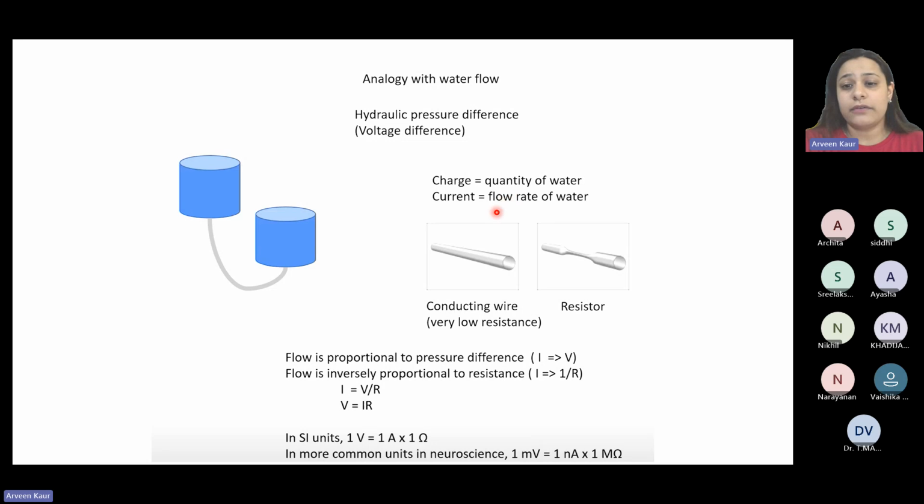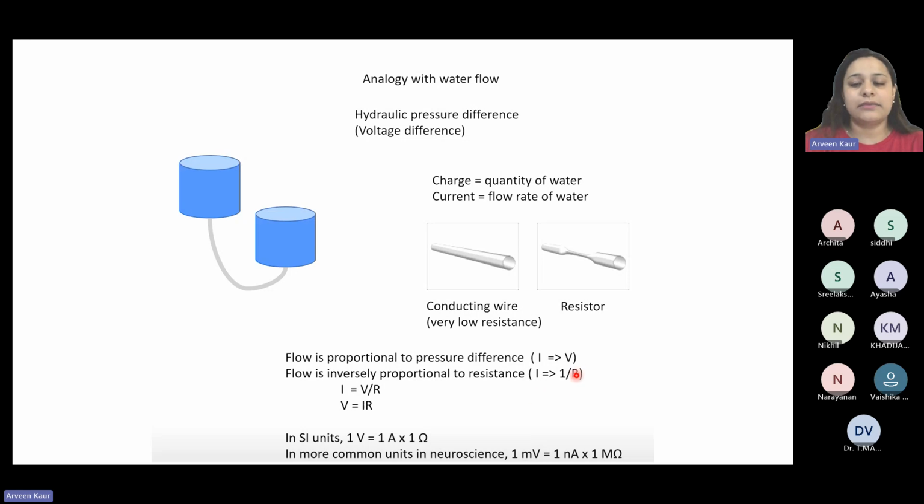Current will be the rate of flow of water, and the wire connecting these two drums could either be a conducting wire if it is very thick and has a lot of area, or if it is very thin and has very little area for water to flow through, it will act as a resistor, right? Then flow is proportional to the pressure difference. That is, V is directly proportional to I, right? And flow is inversely proportional to resistance.